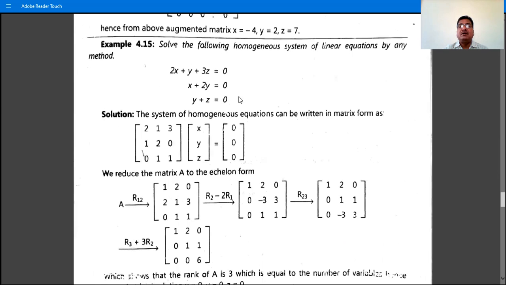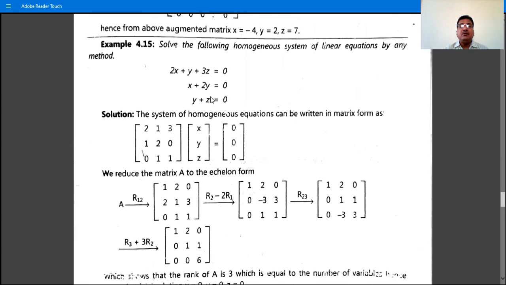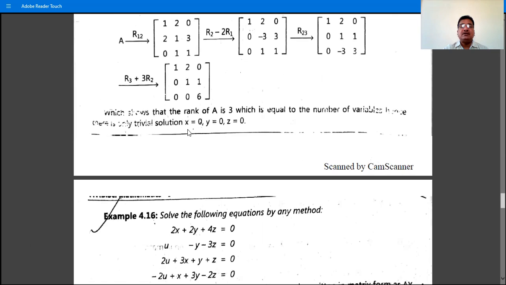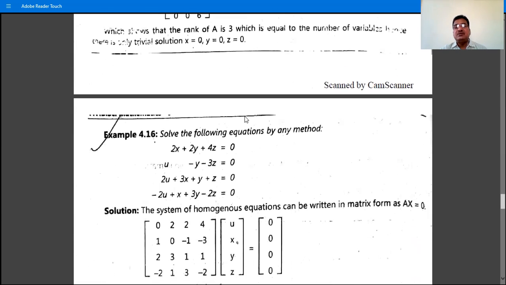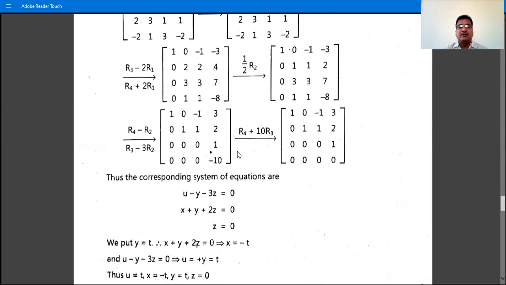This is an example on a homogeneous system. Reduce the matrix to echelon form. A homogeneous system is always consistent, and if you observe this, rank of A is 3, rank of AB is also 3, and is equal to the number of variables. The system has a unique solution, and if the homogeneous system has a unique solution, then it must be X is equal to 0, Y is equal to 0, and Z is equal to 0. That is the trivial solution. If the homogeneous system has a unique solution, the system has a trivial solution. That is, the values of all variables are equal to 0.